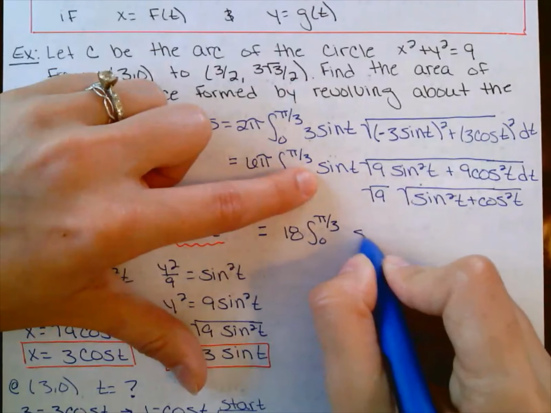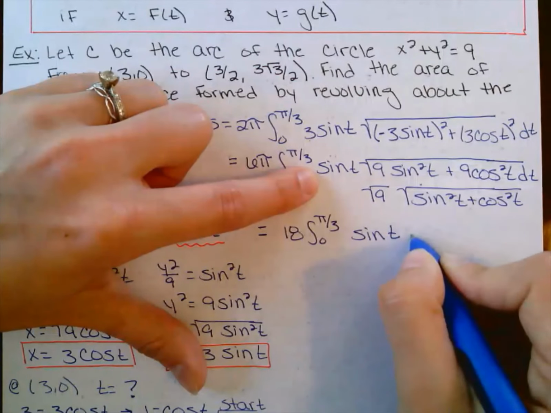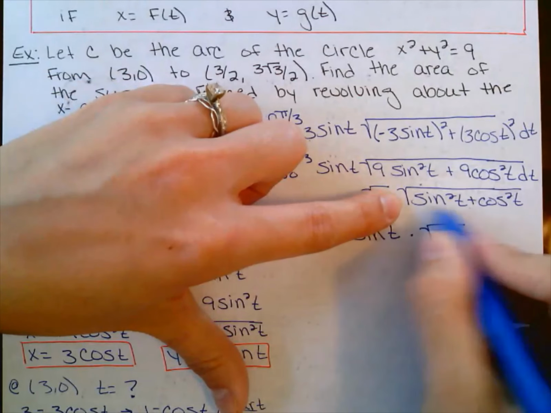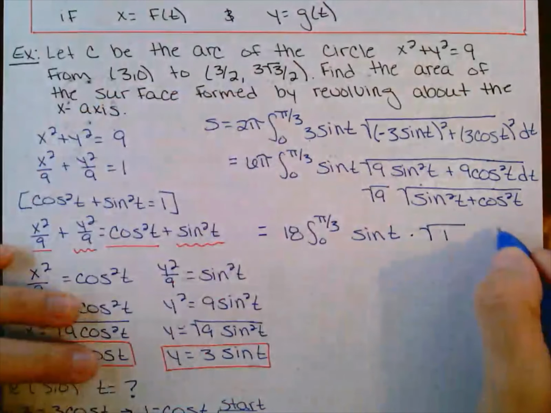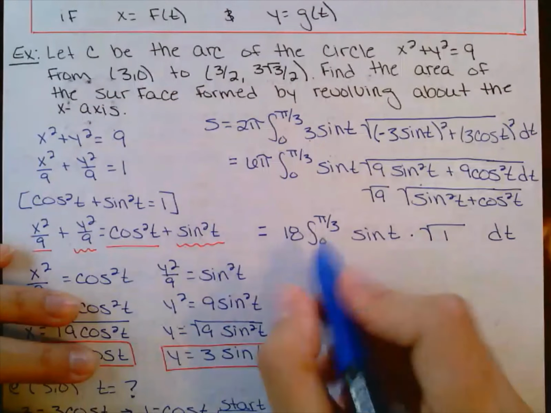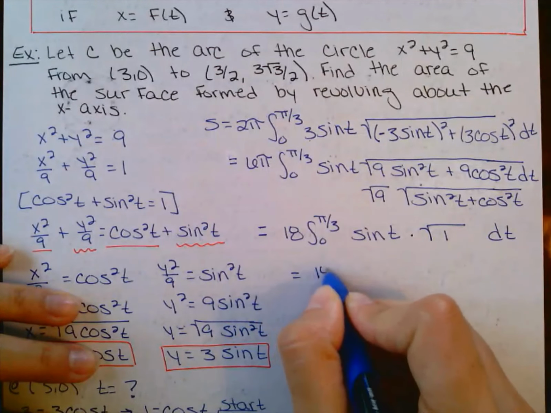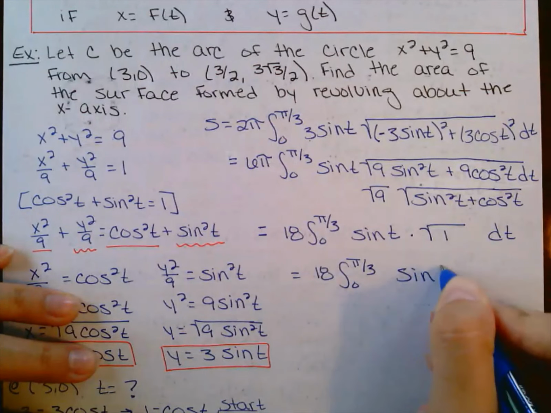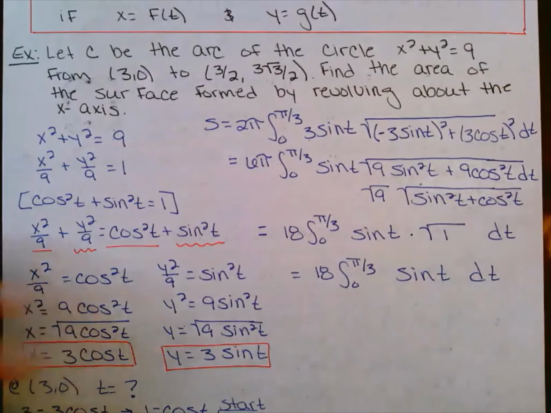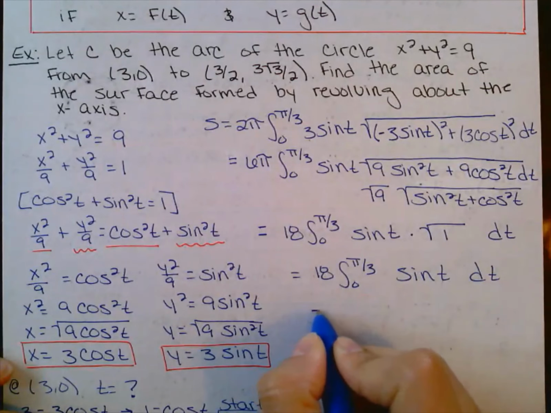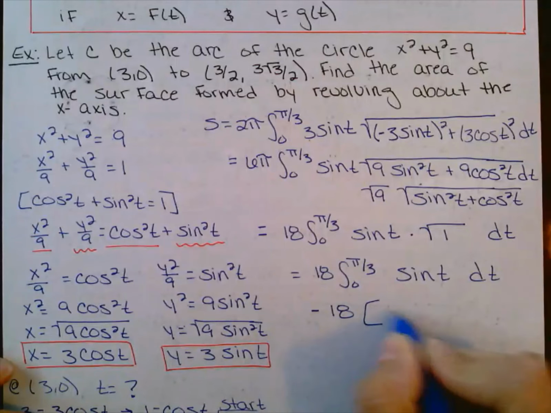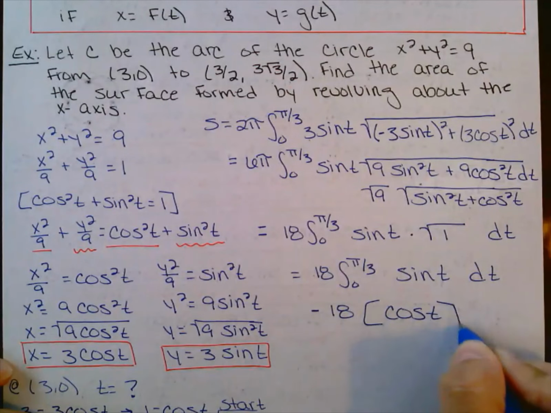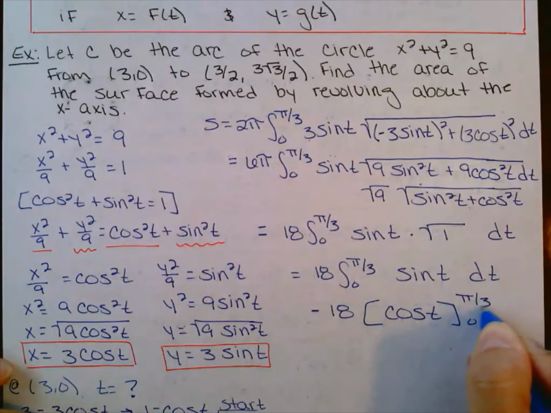And now I have sine of t times square root, sine squared plus cosine squared is 1. 1 times anything stays the same. And now comes the easy part. Antiderivative of sine is a negative cosine. I'm going to bring that negative up front. From 0 to pi over 3.